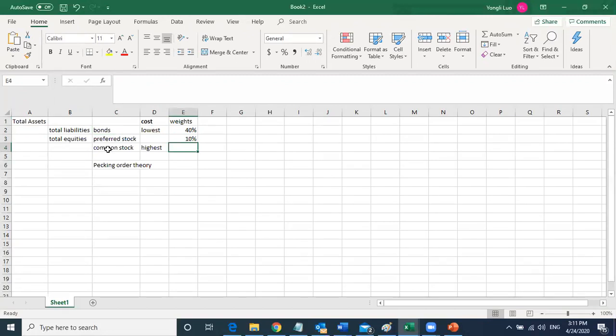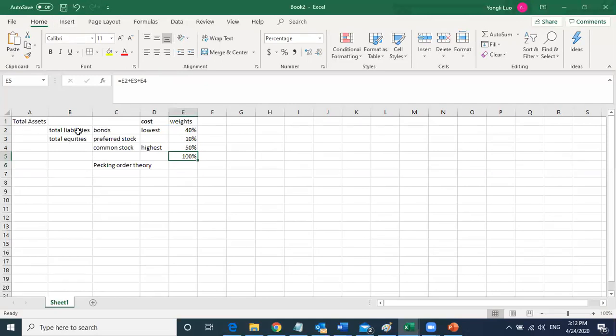Okay, it will be 50%. Why? Because you have to add them up to equal 100%. So this is the weight of bond plus preferred stock plus common stock. That's the total, which will be 100%. The 100% covers all your different ways of financing.